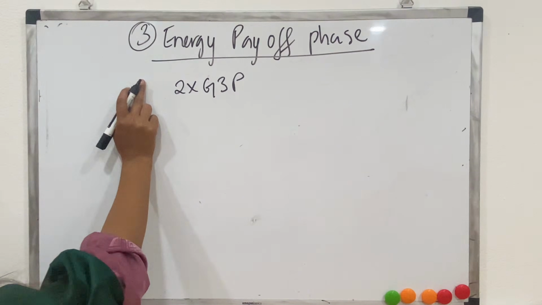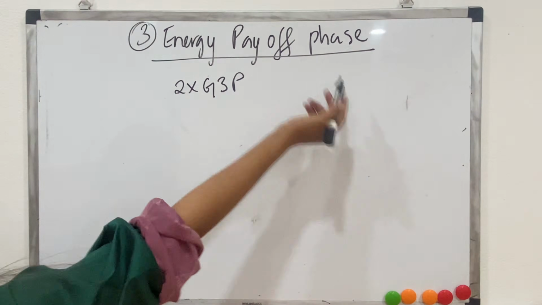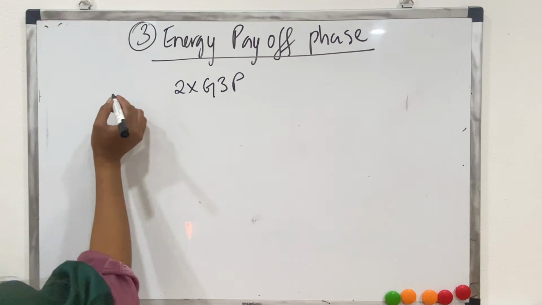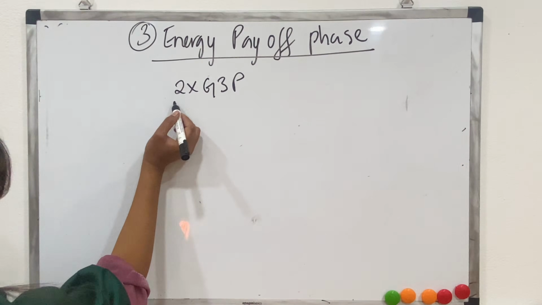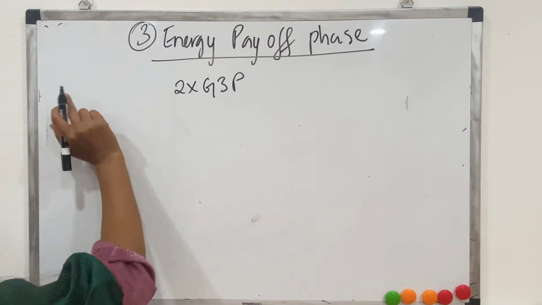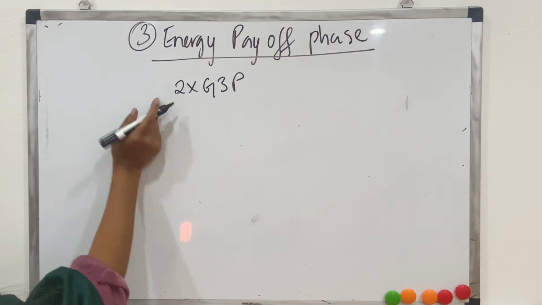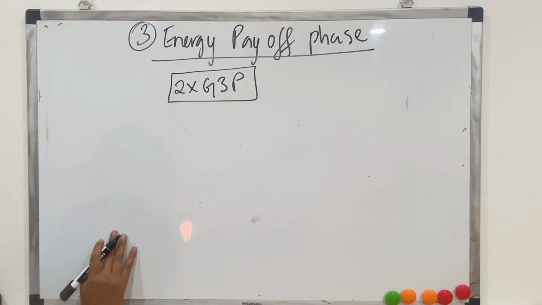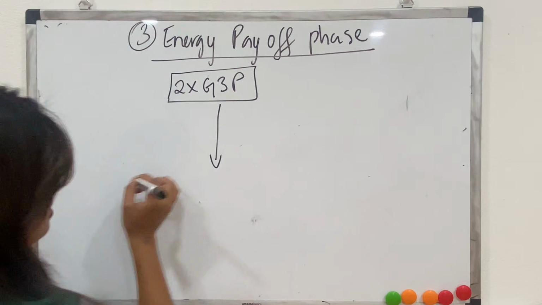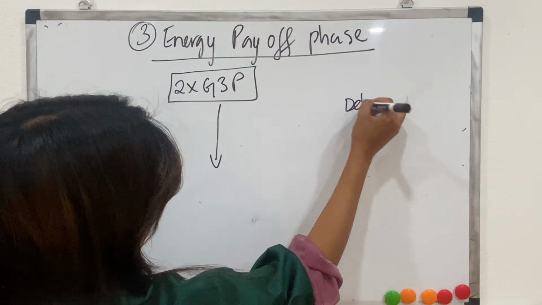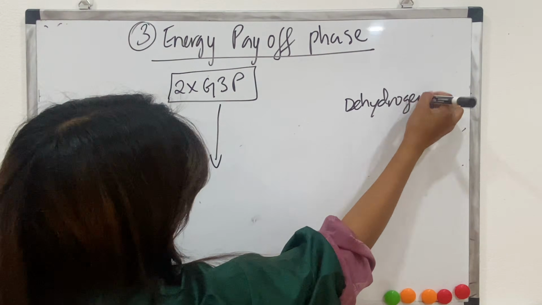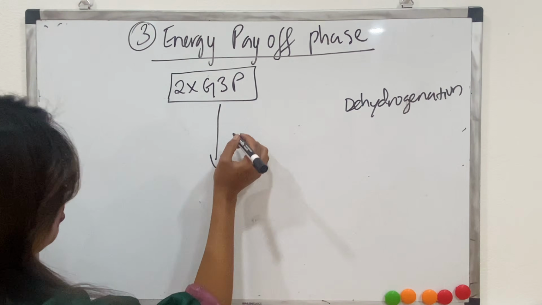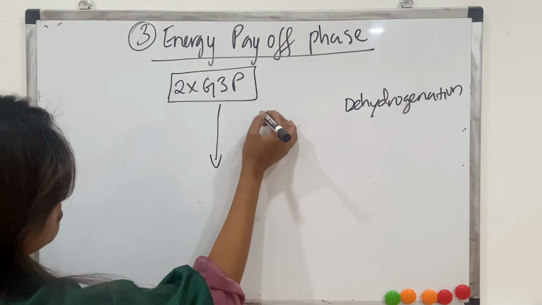Moving on to the third phase of glycolysis, which is the energy payoff phase, meaning there is generation of ATP. It starts with G3P dehydrogenation. So the 2 molecules of glyceraldehyde 3-phosphate undergo dehydrogenation. So the process is dehydrogenation, meaning removal of hydrogen. De refers to removal, so dehydrogenation, there is a removal of hydrogen.